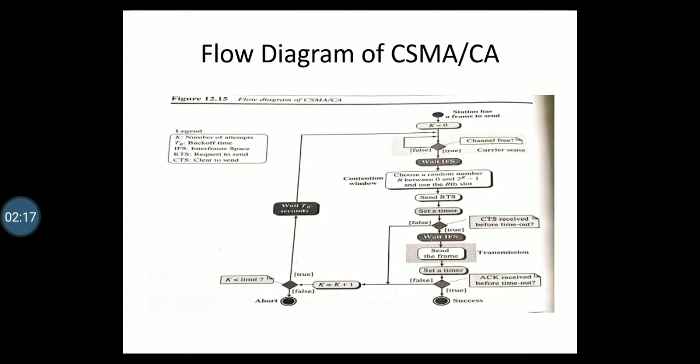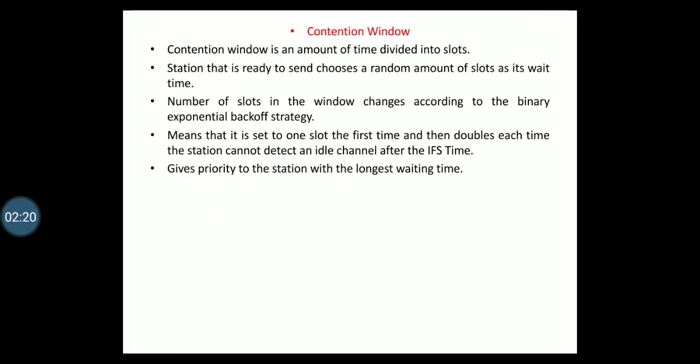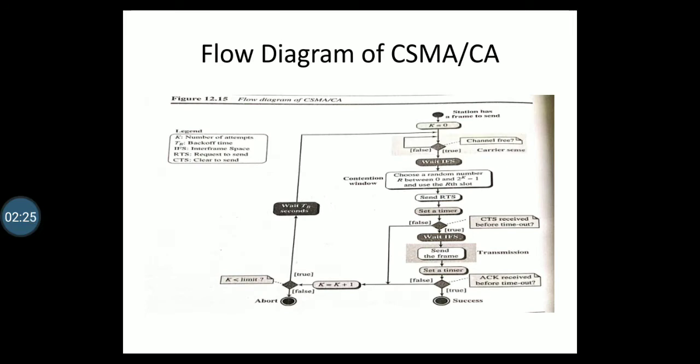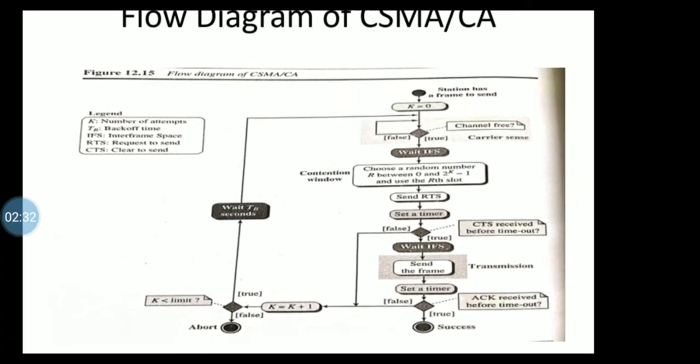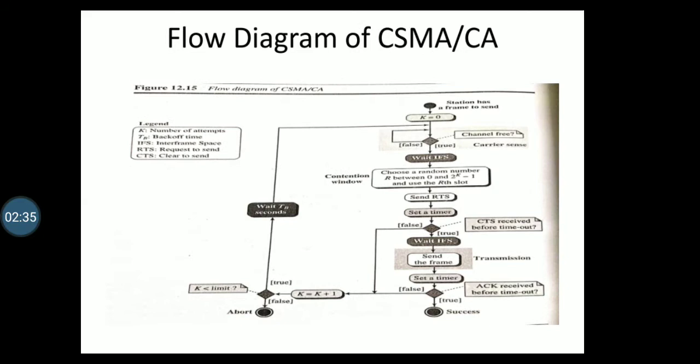Next, we'll see about contention window. Before going to contention window, we'll see the flow diagram of CSMA/CA. So this is the flow diagram of CSMA/CA. The legend is: K is the number of attempts, TB is back-off time, IFS is interframe space, RTS is request to send, CTS is clear to send. Then the station has a frame to send.